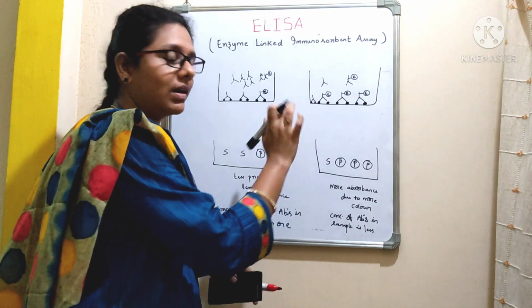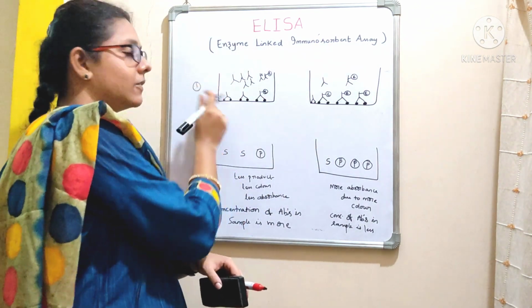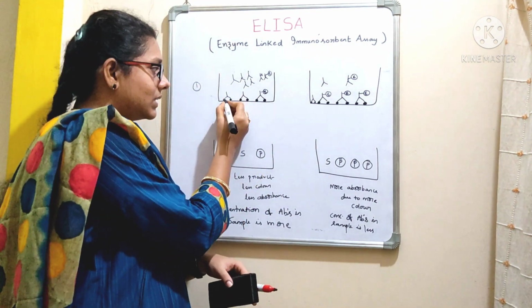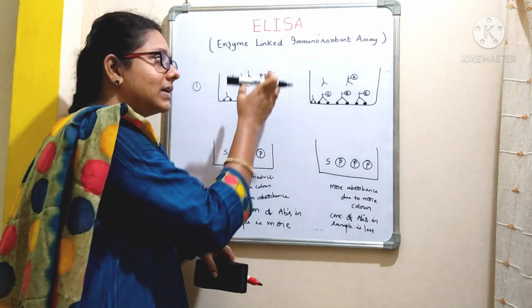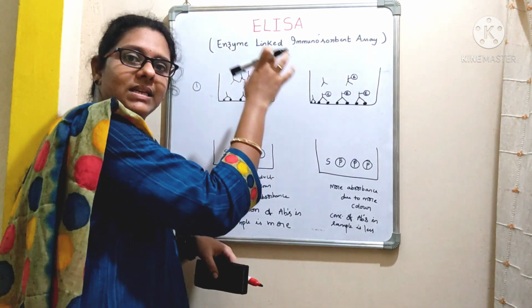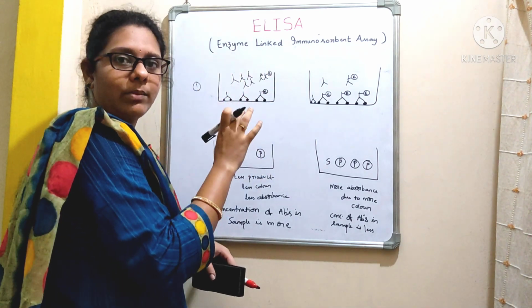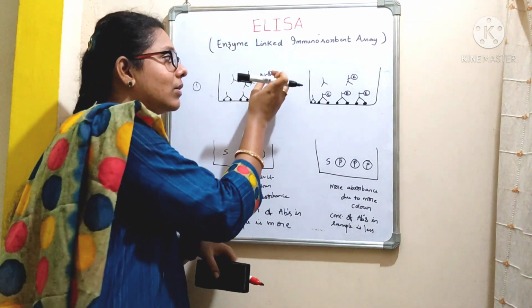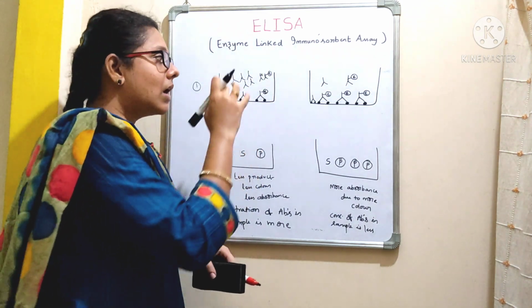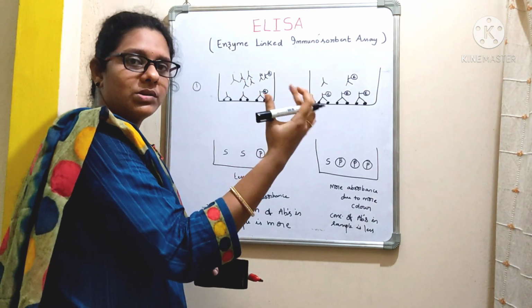Let's see both the cases. In the first case, if you observe, these are the antigens that are coated onto the wells, right? So we are going to add the sample, that is the sera containing a specific antibody. Along with that, we are going to add antibodies that are conjugated with the enzyme. Now we are going to see which concentration is more.